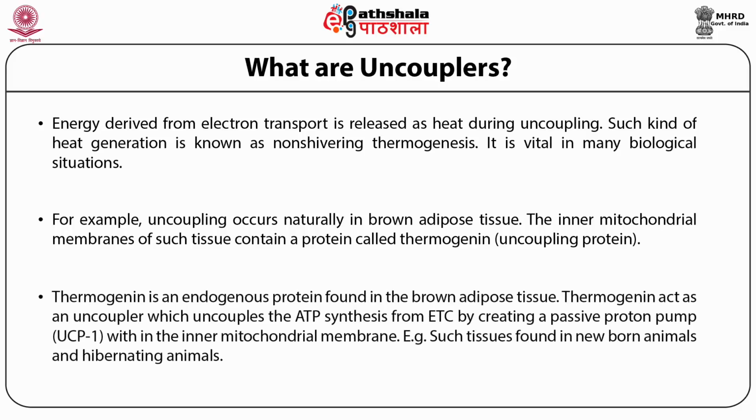Thermogenin is an endogenous protein found in the brown adipose tissues. Thermogenin acts as an uncoupler which uncouples ATP synthesis from the electron transport chain by creating a passive proton pore within the inner mitochondrial membrane. Such tissues are found in newborn animals and hibernating animals. So, the presence of such tissues will help such newborn animals to generate heat by themselves.